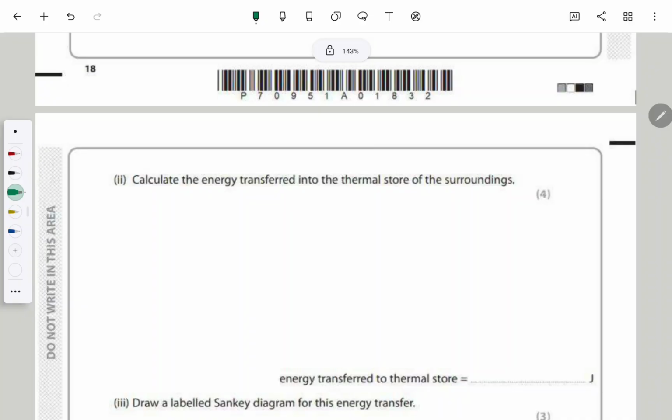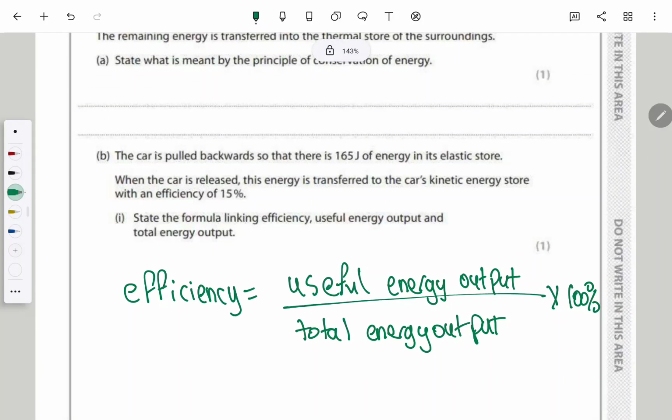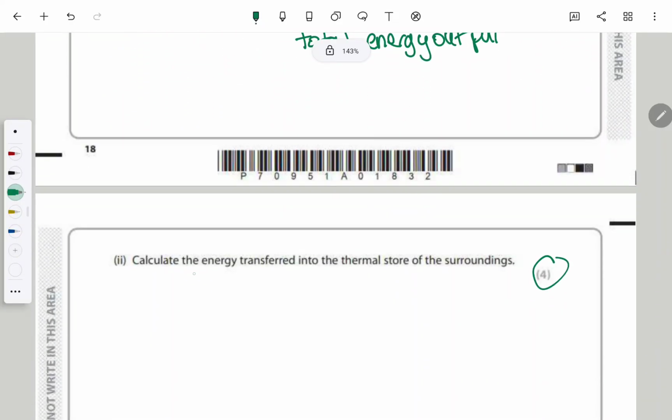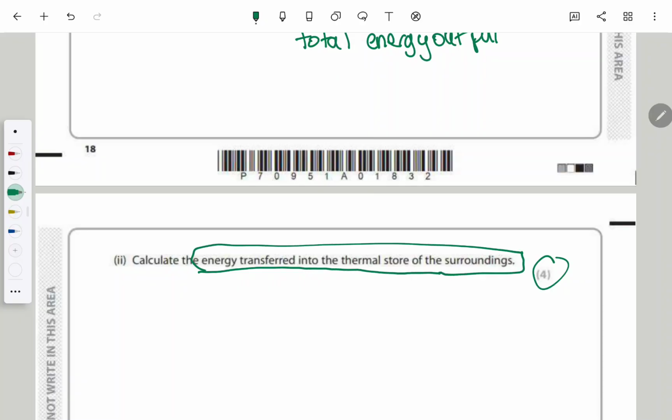Calculate the energy transferred into the thermal store and the surroundings, and look at the fact that it has 4 marks because it's a very nice question. You know from what it says that the car is pulled backwards so that there is 165 joules of energy in its elastic store. This is the total energy output. And you know that the efficiency itself is 15%. The useful energy here is unknown, but focus that the question doesn't ask you to calculate the useful energy. It wants you to calculate the energy transferred into the thermal store and the surroundings, which means it's asking you to calculate the wasted energy.